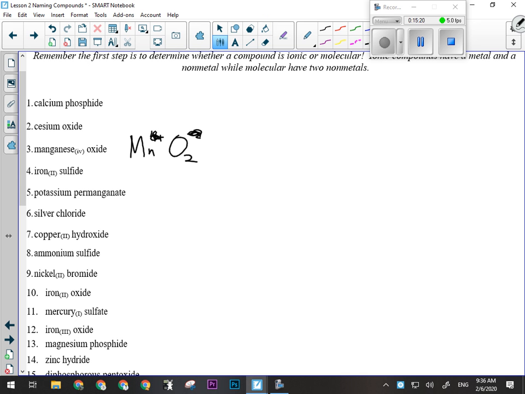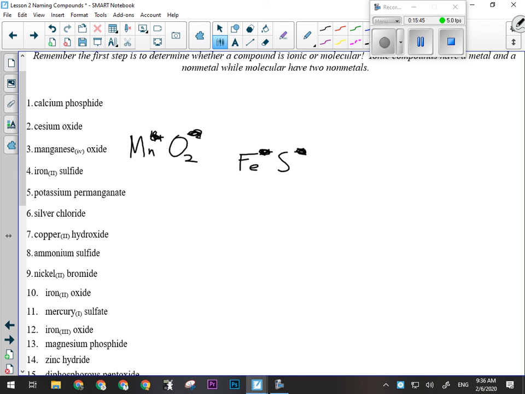For number 4, I've got iron 2 sulfide. So again, an ionic compound, a metal that has a Roman numeral. The Roman numeral is there to tell me what charge to put on iron for the drop and swap. So this is the Fe with the 2 plus charge. It's with sulfur, which is always a -2. What do those two things already do? They already add up to 0.